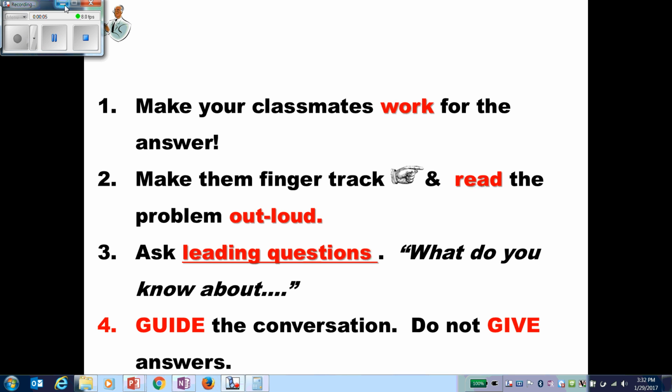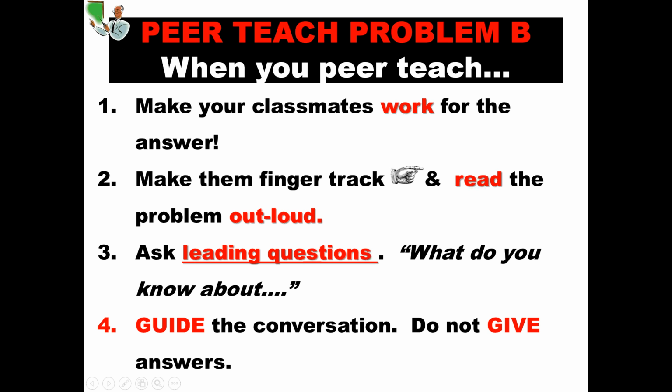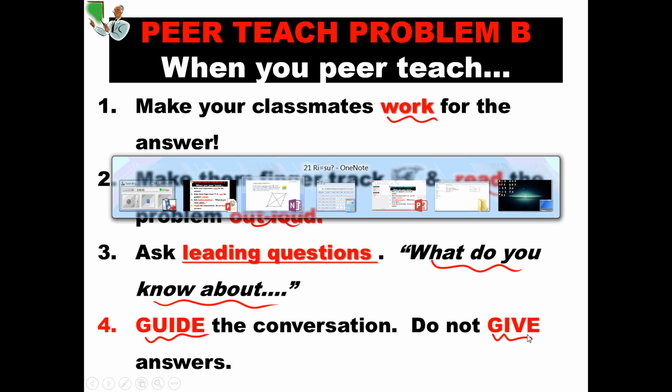This is Peer Teach problem B. Make sure you make your classmates work for the answer. Make them finger track and read out loud. Ask leading questions about, like, what do you know about this shape? Guide the conversation. Do not give answers.